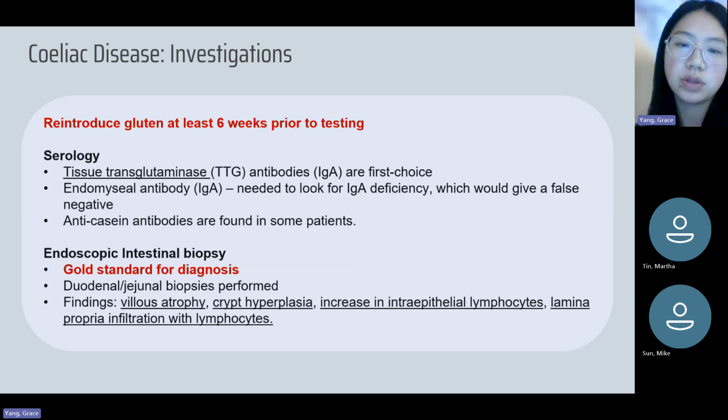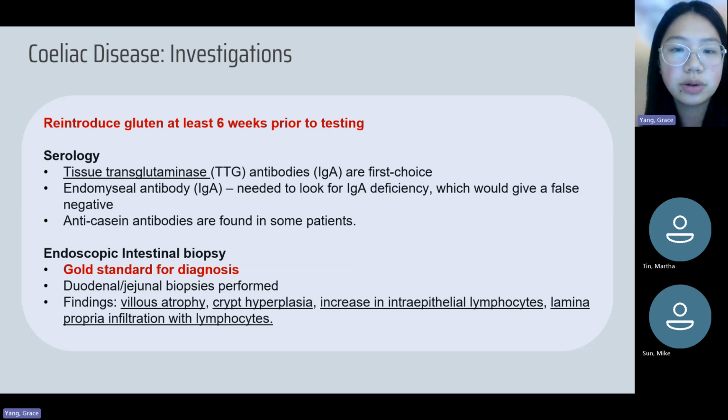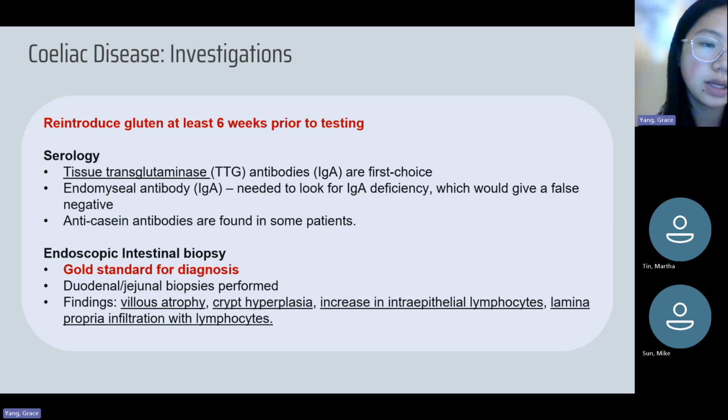So you will get blood tests for tissue transglutaminase antibodies, so TTG and IgA. And you also should get endomysial antibody. The reason why you get IgA is because you need to look for IgA deficiencies. If they have IgA deficiencies, then you get a false negative for TTG. So with endoscopic intestinal biopsy, this is gold standard for diagnosis.